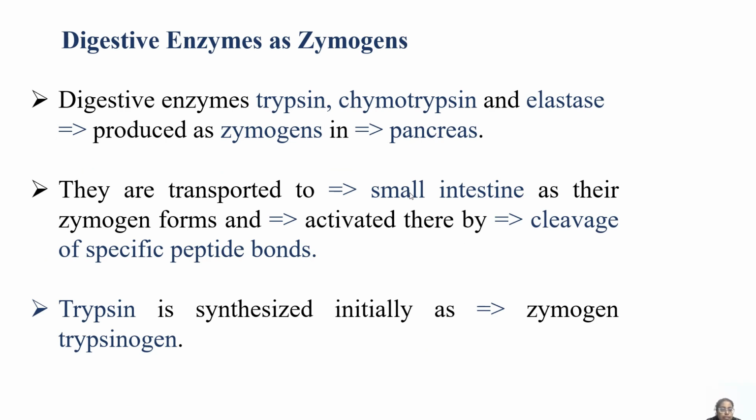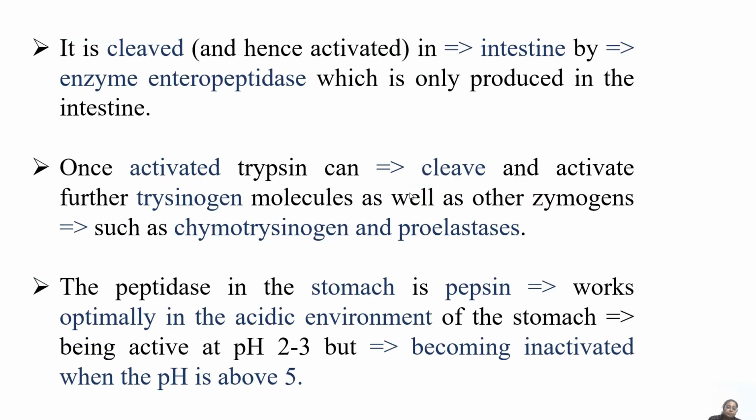Digestive enzymes are zymogens. The digestive enzymes trypsin, chymotrypsin, and elastase are produced as zymogens in the pancreas. They are transported to the small intestine in their zymogen forms and activated there by cleavage of specific peptide bonds. Trypsin is synthesized initially as the zymogen trypsinogen. It is cleaved and hence activated in the intestine by the enzyme enteropeptidase, which is only produced in the intestine. Once activated, trypsin can cleave and activate further trypsinogen molecules as well as other zymogens, such as chymotrypsinogen and proelastases.